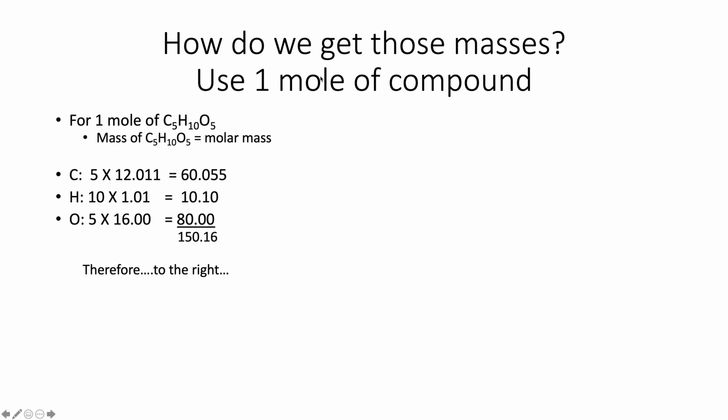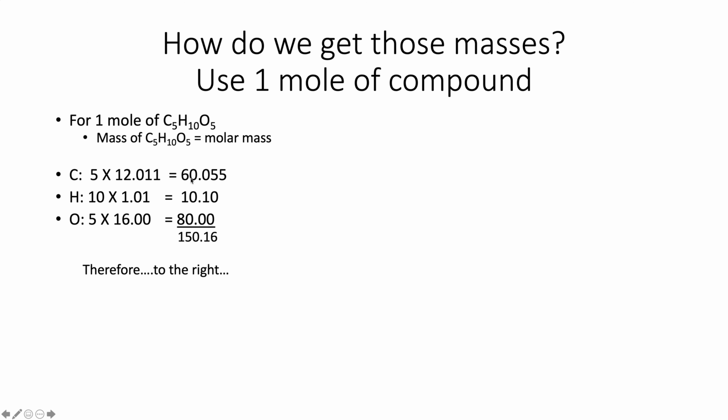So how do we get those numbers? Well, since it doesn't matter how much of the compound we have, the percent composition is always going to be the same. If we do it for a mole, we know the mass of that compound, because the mass of the compound is the molar mass. To calculate the molar mass, just as a review, we have carbon, hydrogen, and oxygen. From the formula, there's 5 carbons, 10 hydrogens, and 5 oxygens. And then we use the molar mass of each, and then we add them up. And so the whole thing, the molar mass, is 150.16.